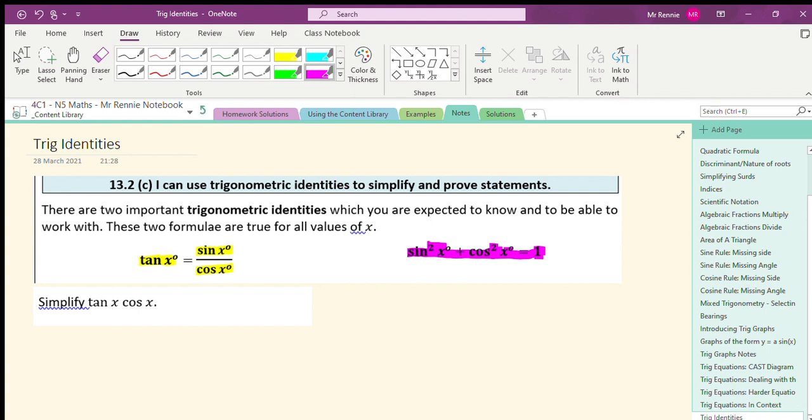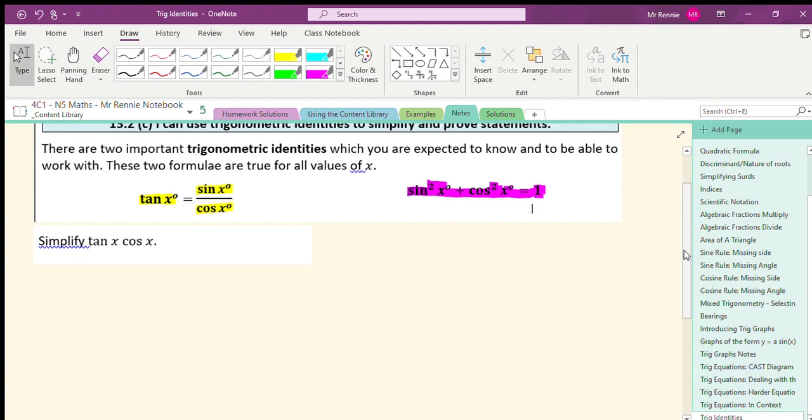Now, we're going to look at one example in your notes, and I'm going to give you a second example for you to copy down. The first example is we're going to be asked to simplify this expression. So they're telling us we want to simplify tan of x multiplied by cos of x. And we're going to look at how we do that.